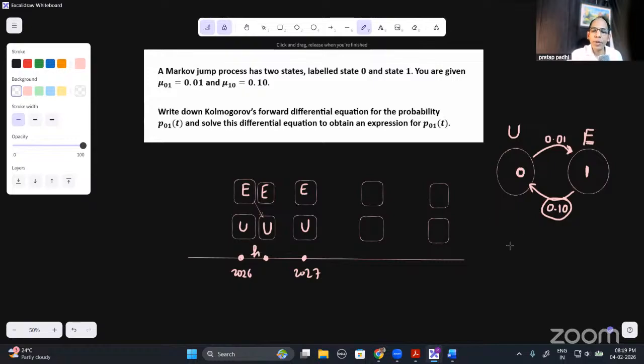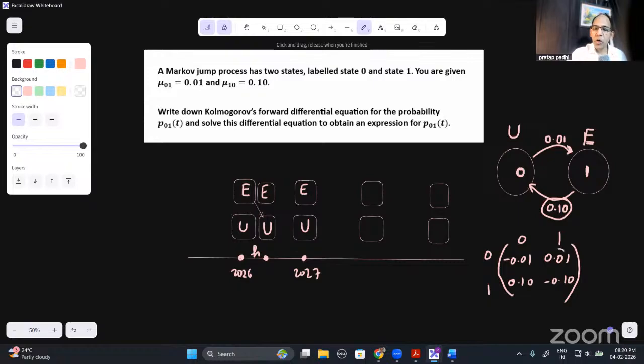What is mu here? Let me write my generator matrix here. I have to write this way, 0 and 1. These are given. 0 to 1 is given, 0.01. Because the other will not be given, the sum will be 0, so automatically it will be minus 0.01. How about 1 to 0? 1 to 0 is given as 0.10. So this will be minus 0.10. So here 0 and 1 are the two states and these are given.